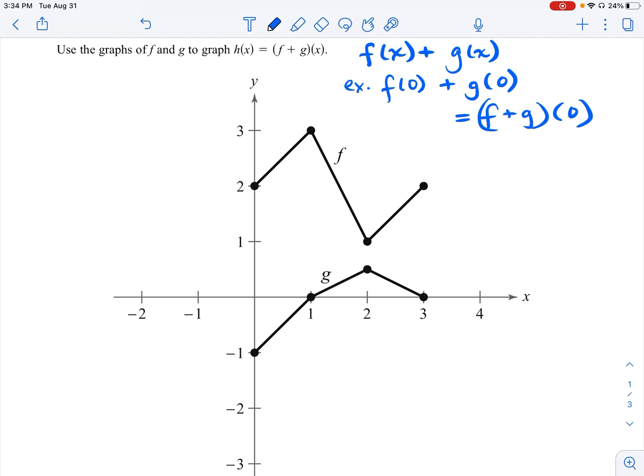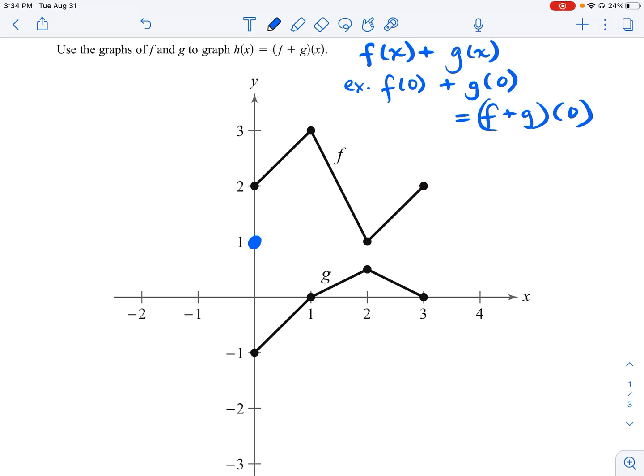So what this looks like here is really simply when x is equal to 0, I can just go ahead and add -1 plus 2. And what is -1 plus 2? That's just going to be equal to +1. And I'm going to place a point there. Okay? And just continue on with the integer values that we see here.